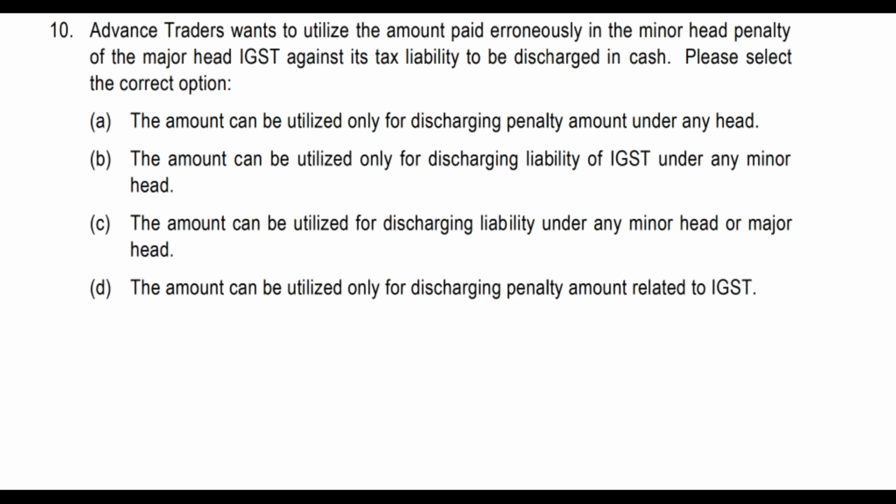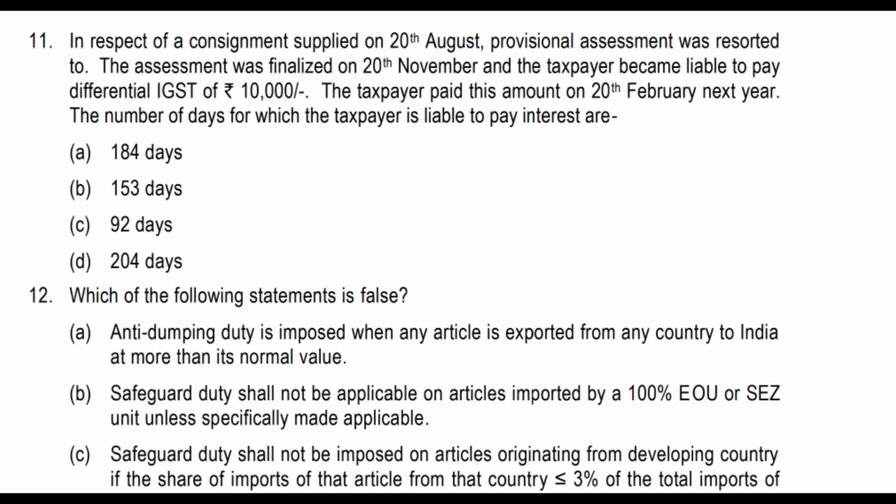Now question number 11. In respect of consignments supplied on 20th August, provisional assessment was resorted to. The assessment was finalized on 20th November and the taxpayer became liable to pay rupees 10,000 differential IGST. The taxpayer paid this amount on 20th February next year. The number of days for which the taxpayer is liable to pay interest.